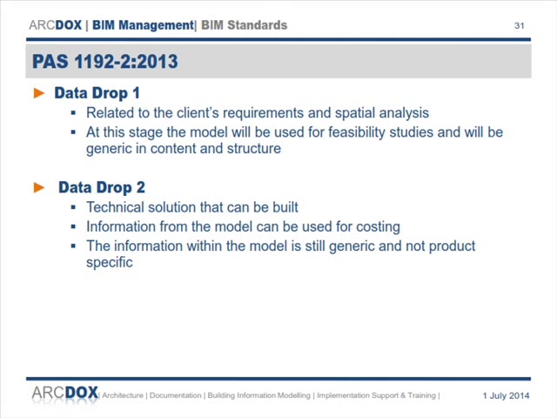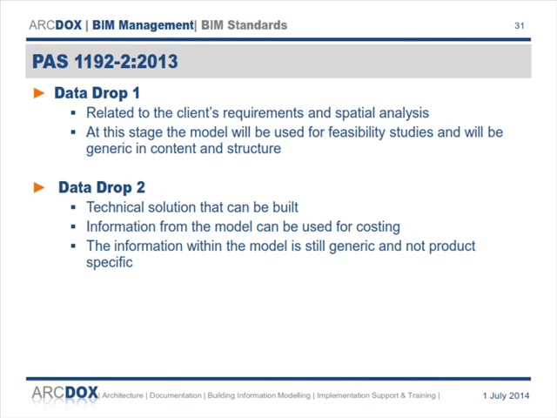So the information grows over the course of the project. It's delivered in a number of different stages, a number of different data drops. Data drop 1 is really the feasibility stage. It'll be very simple spatial analysis information about the building, and very simple information about what goes into it. Data drop 2 is more the planning stage.